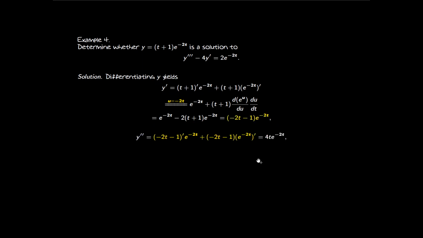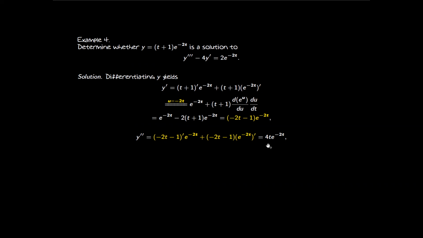And we can do the same thing to get the y double prime. In particular, you notice that the y prime is also a product, so we have to do the product rule. And when you apply the product rule, you once again have to figure out the derivative of e to the negative 2t, which is already found in the first step. So we just combine all of the like terms, and we get the y double prime is going to be 4t times e to the negative 2t.